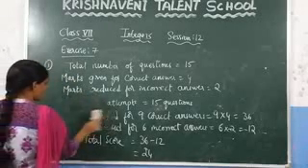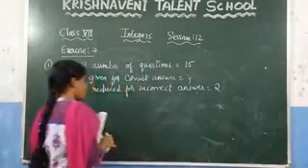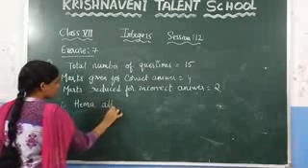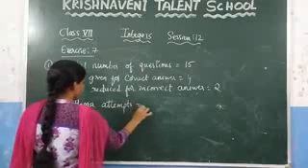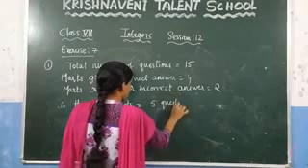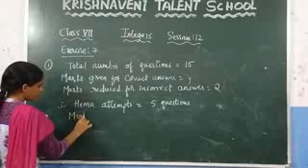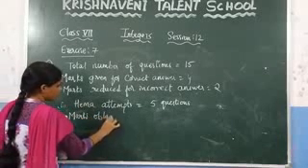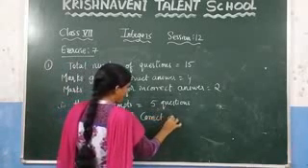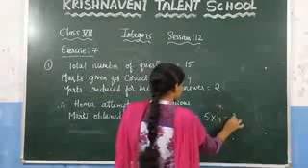Now, in the second question, Hema attempts. How many questions does Hema attempt here? They have given 5 questions. In that, all questions are correct. So here, marks obtained for correct answers. For each correct answer, how many marks are given? 4 marks. So for 5, you have to take the answer as 20.